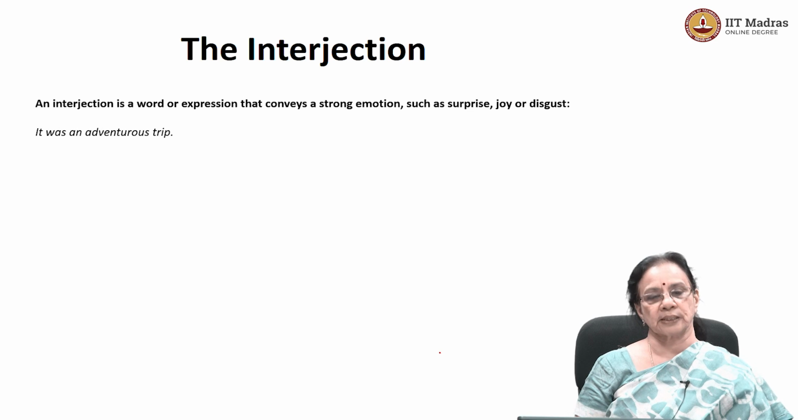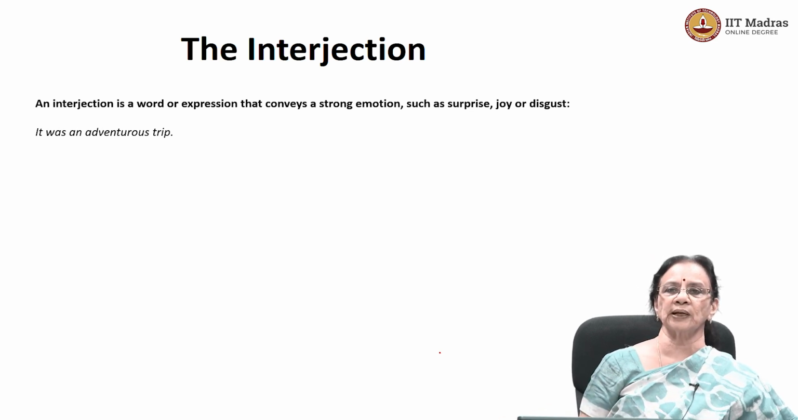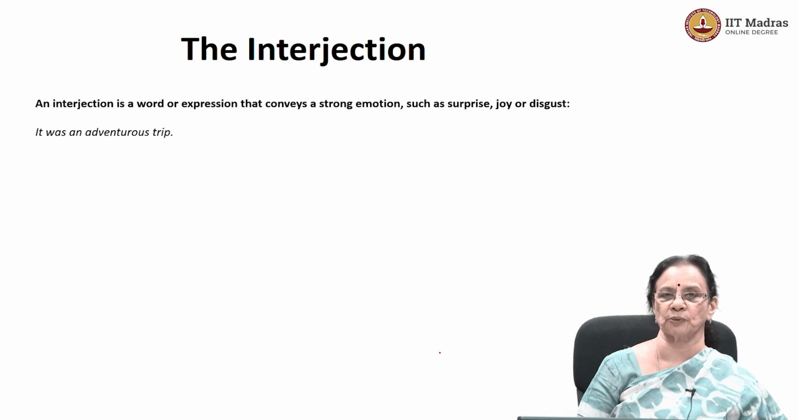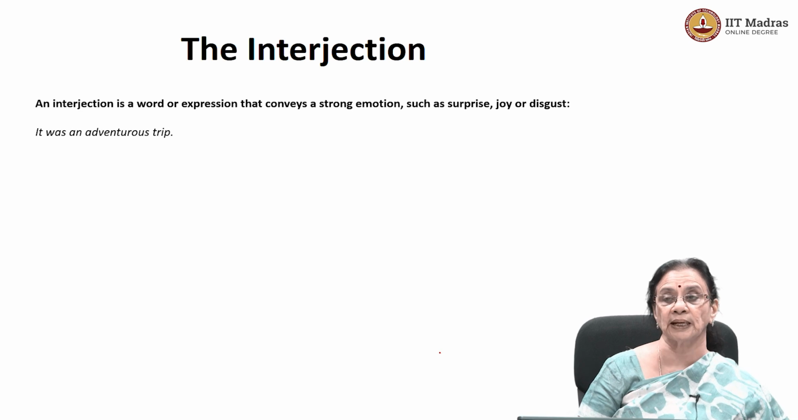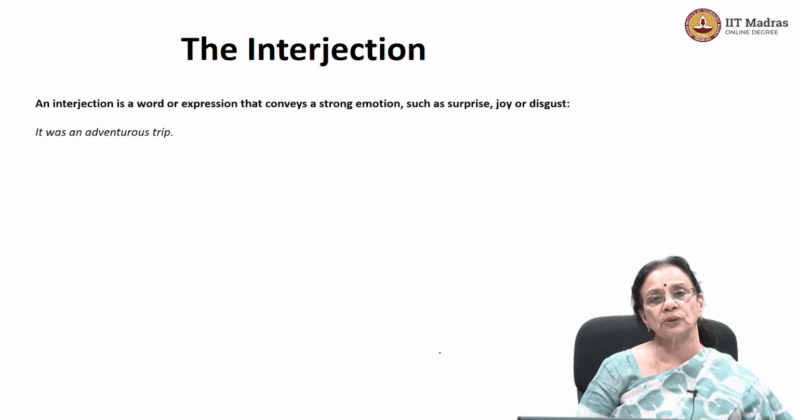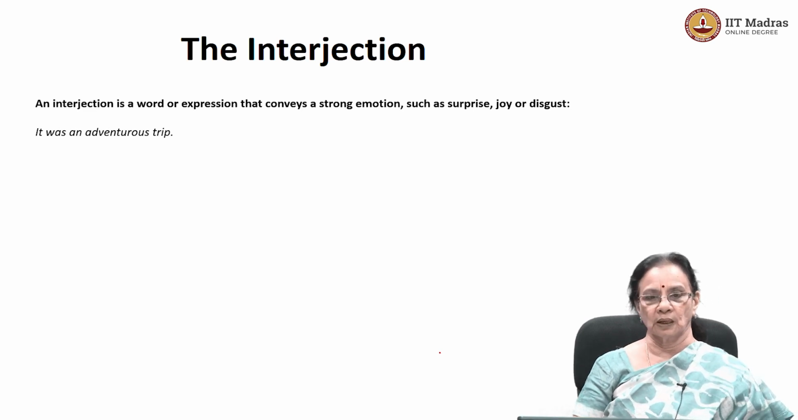Now, look at this sentence. It was an adventurous trip. Now, we are talking about a sentence. It was an adventurous trip. So, somebody is talking about an adventurous trip. It sounds very exciting. Now, how does the meaning change, or how does the impact change when we use an interjection?